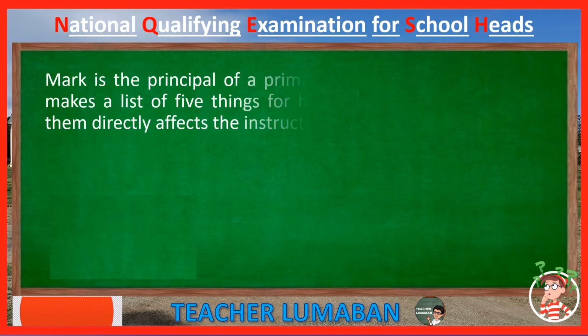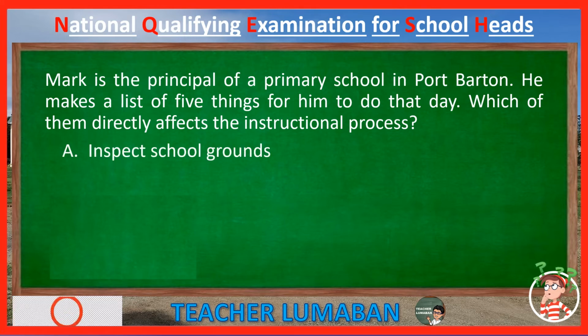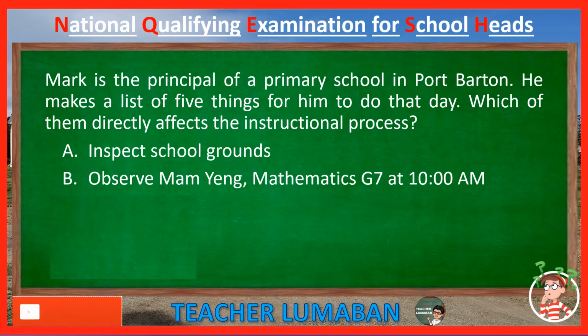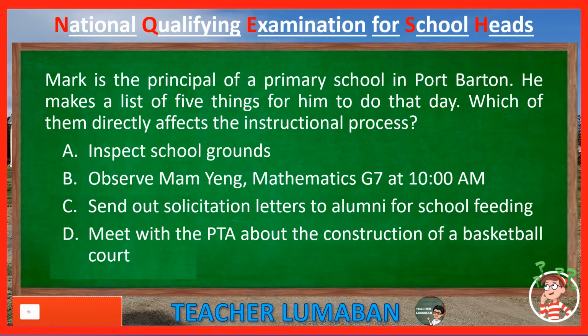Mark is the principal of a primary school in Port Barton. He makes a list of 5 things for him to do that day. Which of them directly affects the instructional process? Letter A, inspect school grounds. Letter B, observe Mamyang, Mathematics G7 at 10 a.m. Letter C, send out solicitation letters to alumni for school feeding. Letter D, meet with the PTA about the construction of a basketball court.